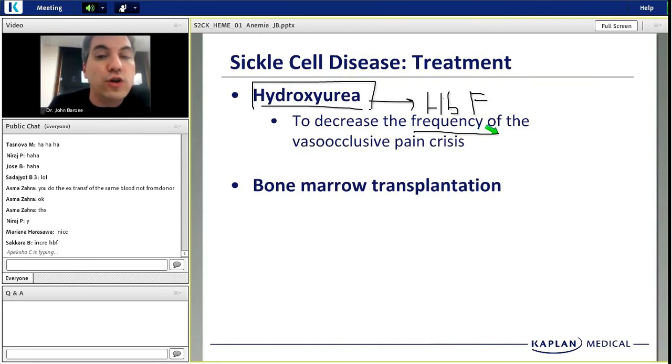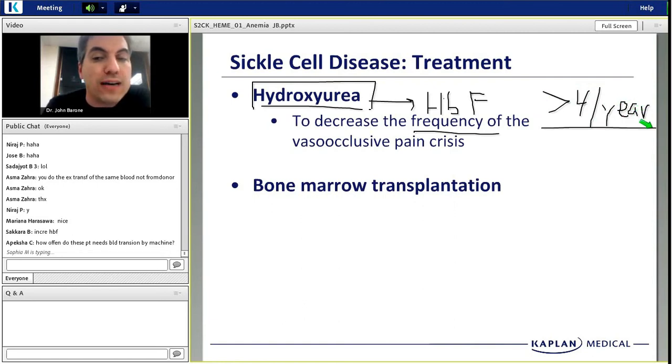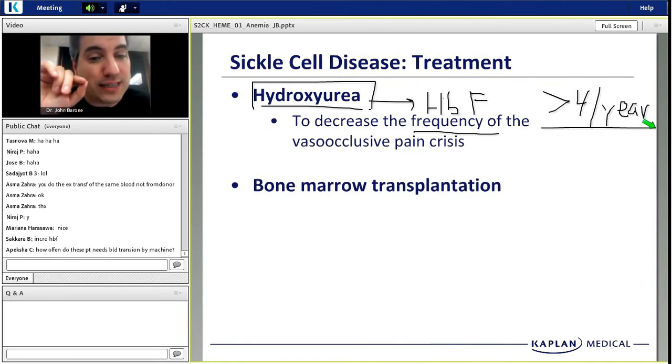Now we usually do this when you're having 4 or more crises a year. So if you're having 4 or more crises a year, we typically use hydroxyurea because 4 times in the hospital a year is a lot. It's too much. So when you're having 4 or more crises, we will give you hydroxyurea. Again, do not give it during a crisis. It doesn't work in a crisis. You give it between the crises to decrease the chance of a crisis.